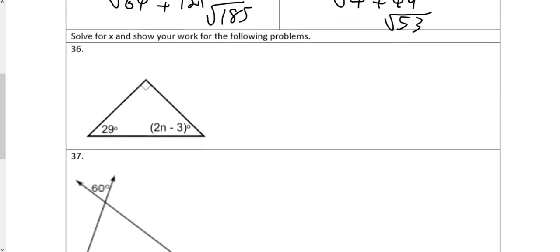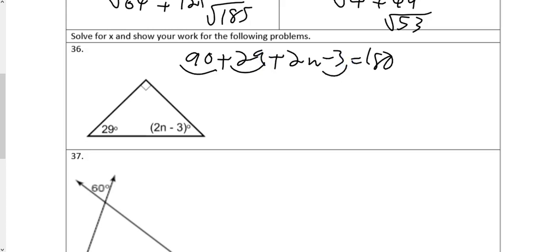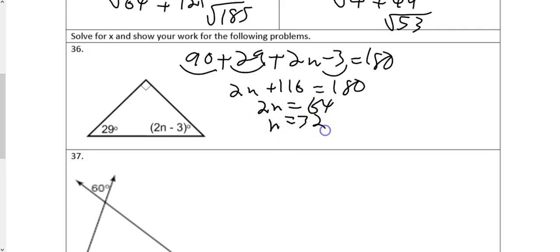All right, solve for x and show your work. There's two ways to do this problem. You can do all three angles, 90 plus 29 plus 2n minus 3, all equal 180, because all triangles equal that. Now we're going to join like terms, 90 plus 29 minus 3. So 90 plus 29 minus 3 is 116. So 2n plus 116 equals 180. When we subtract 116 from 180, we get 64. Then we divide by 2, n equals 32.